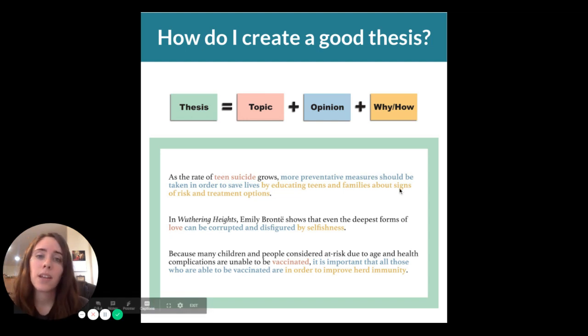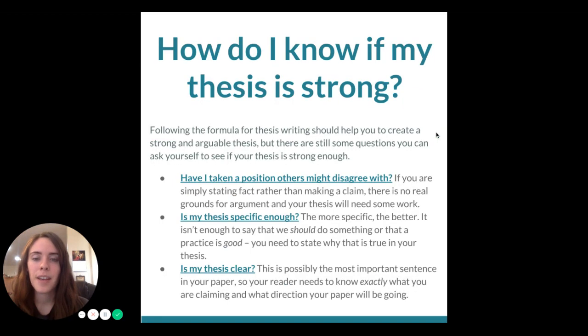Now, I highly recommend that you go over your thesis statement before your final draft and before you get much further in the writing process, and make sure that you are seeing all three of these elements in your thesis. If you are, but you're still wondering, is this specific enough? Is this strong enough? Well, I have some helps for that as well.